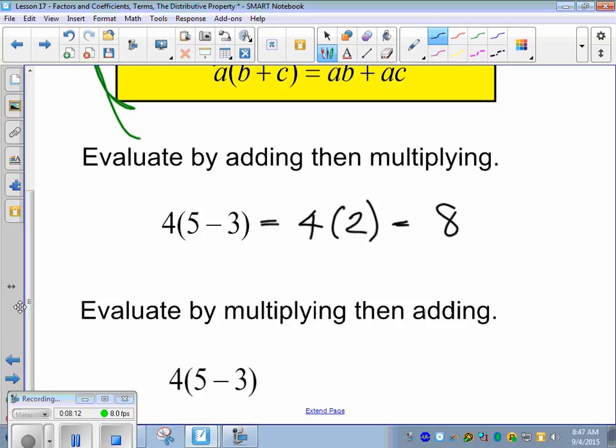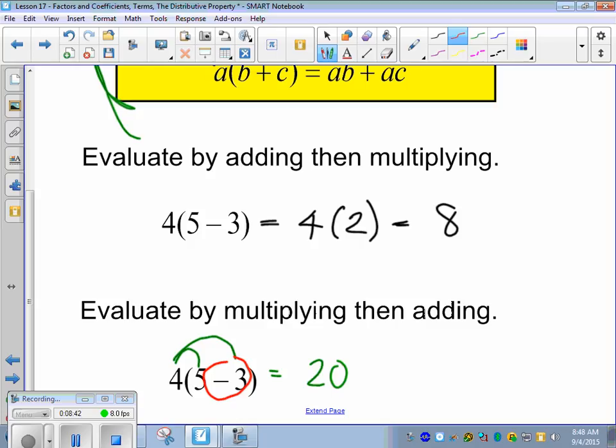Now it wants us to evaluate by multiplying, then adding. So this is telling us, I want you to do the distributive property. We can draw these little arrows if we want. First we're going to do 4 times 5 gives me 20. And then we're going to do 4 times negative 3. If there's a negative in front of a number when we're distributing, it stays with that number.